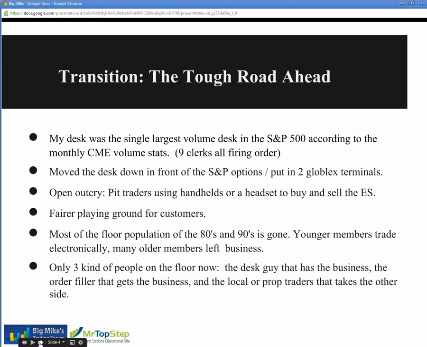My partner, Brian, and Suzanne Royals, who's worked for us since 1989, that's how long we've been around, a long time, huh? And they didn't want to do electronic trading. They didn't want to do options. And one day I just called the CME, and they moved my whole operation down in front of the options.